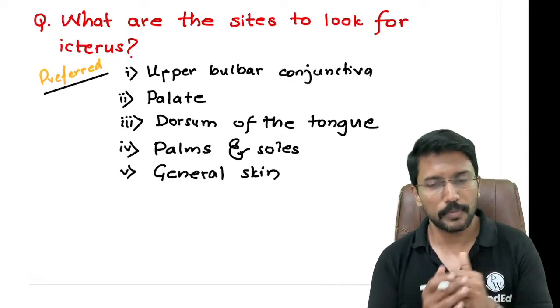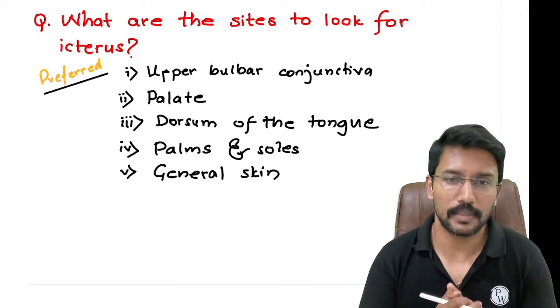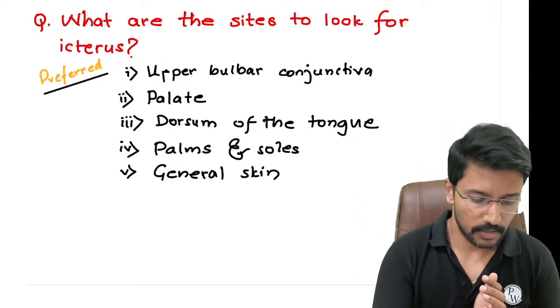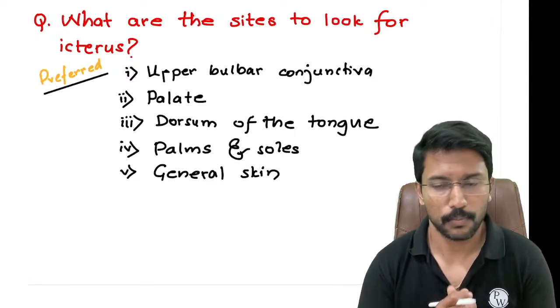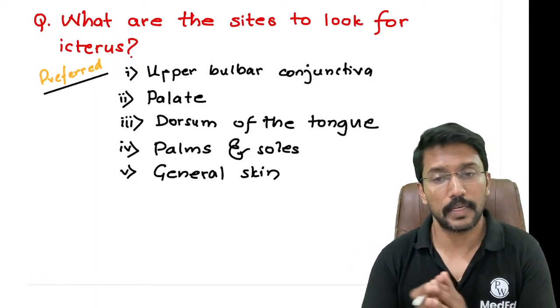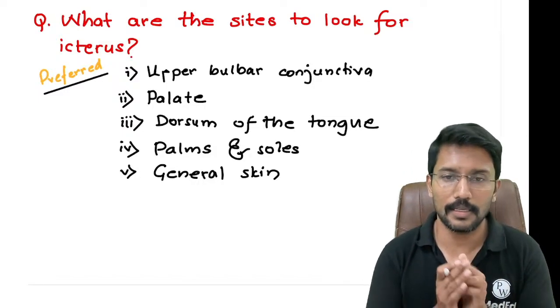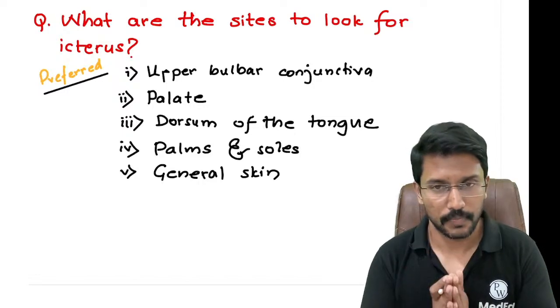Okay. Apart from that, you can also look at the palate, dorsal surface of the tongue, palms and soles, and the general skin. Right. So these are the sites for examination of icterus. One important prerequisite whenever someone asks you to examine whether the patient has icterus or not is to make sure that you examine in daylight, right?